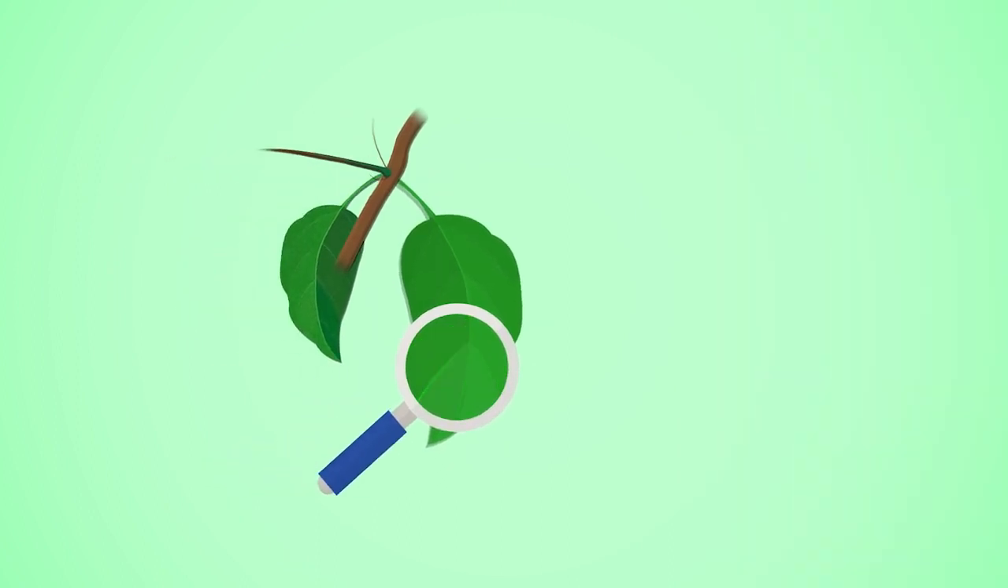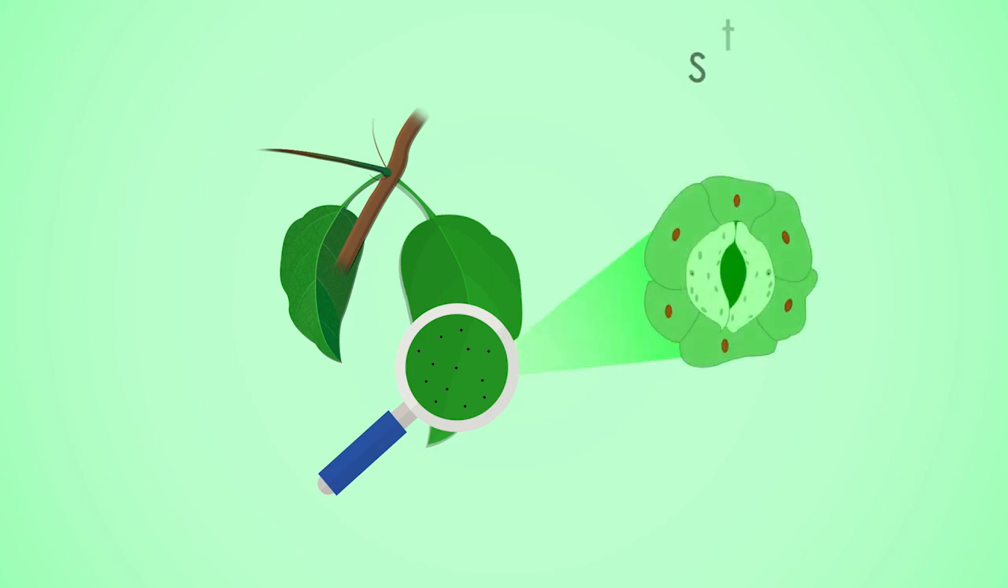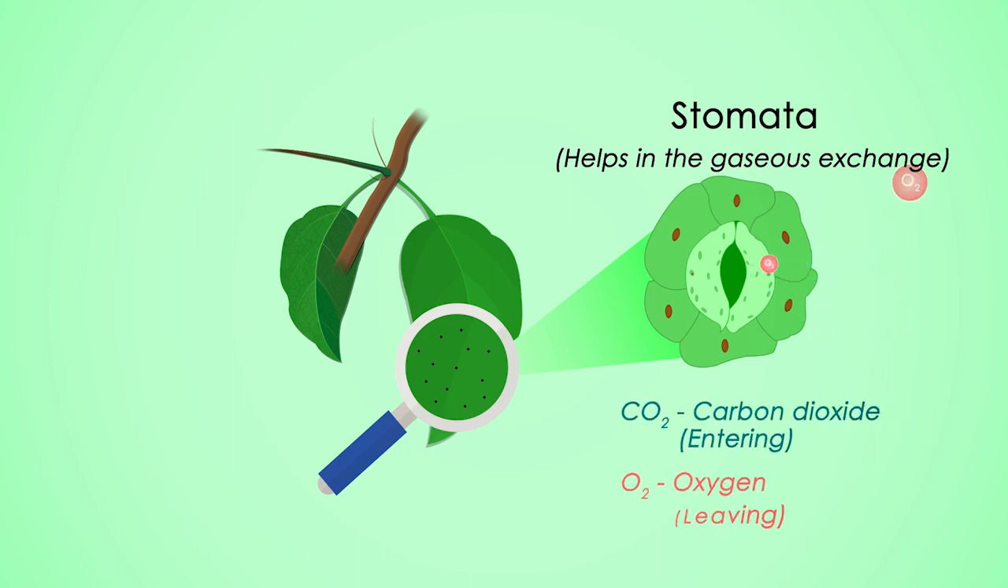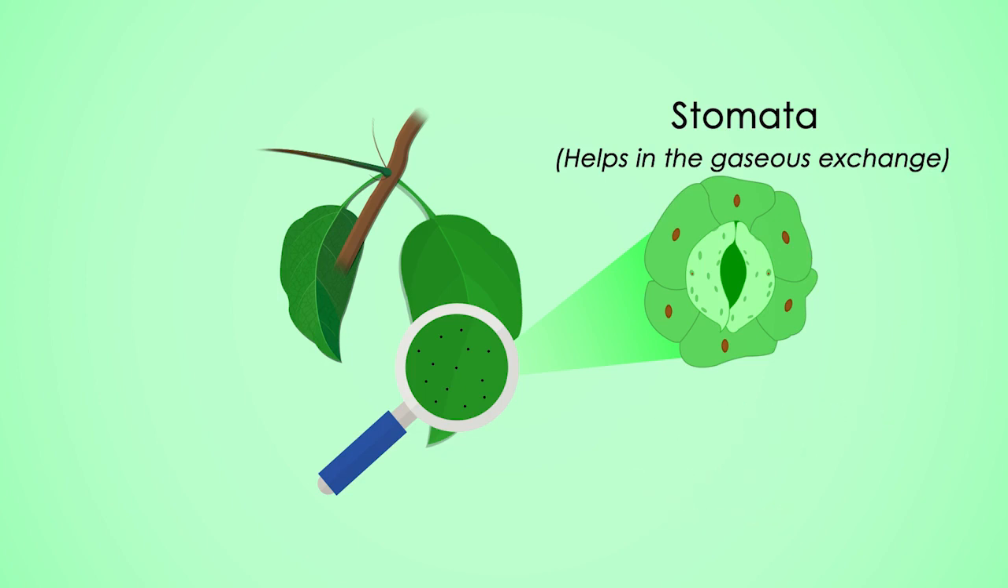Now getting back to the leaf structure, if we zoom in, we will be able to see tiny pores on the surface. Do you know what these are called? These are known as the stomata. Now, what could be the function of these minute pores? Stomata help in the gaseous exchange process. This means the carbon dioxide entering the leaf and the oxygen, or even the water vapor leaving the leaf, all travel through the stomata.